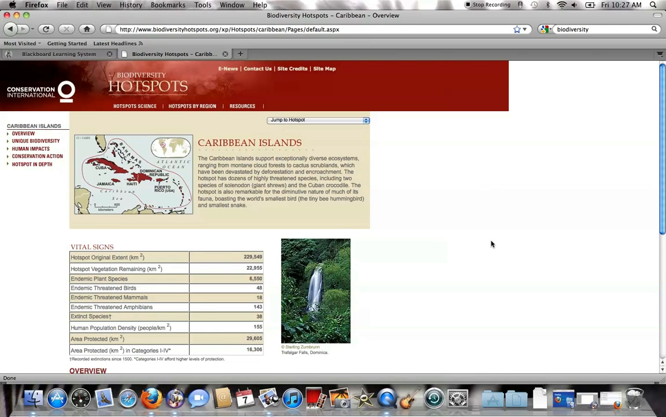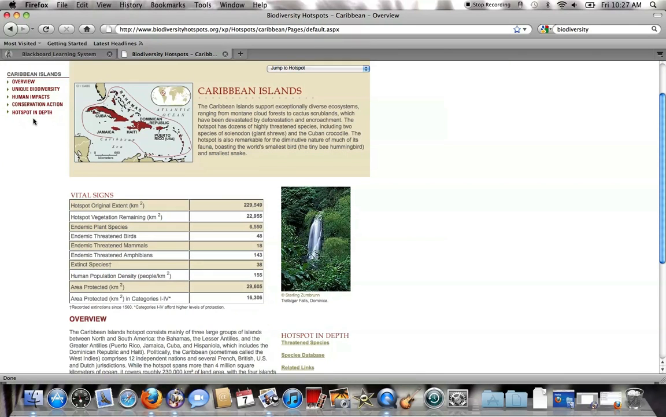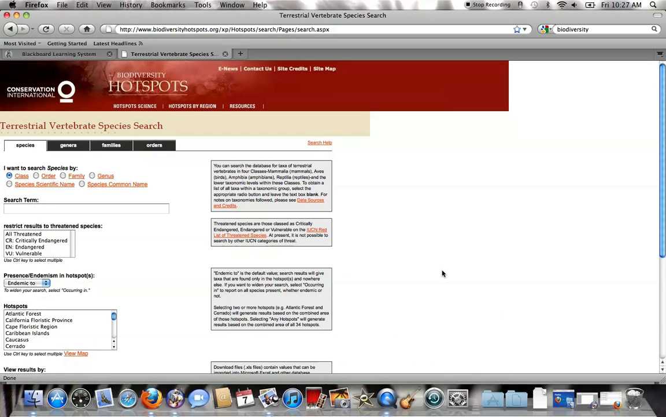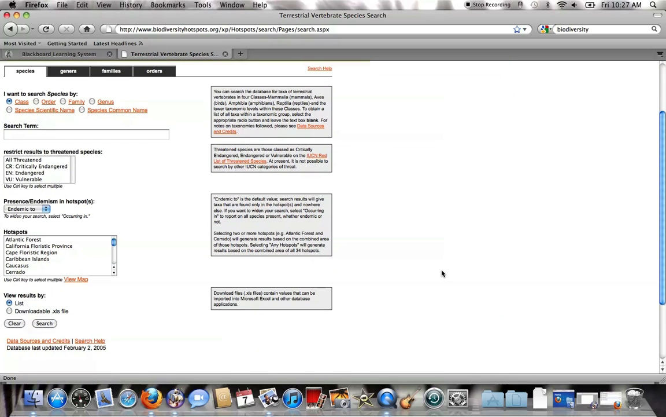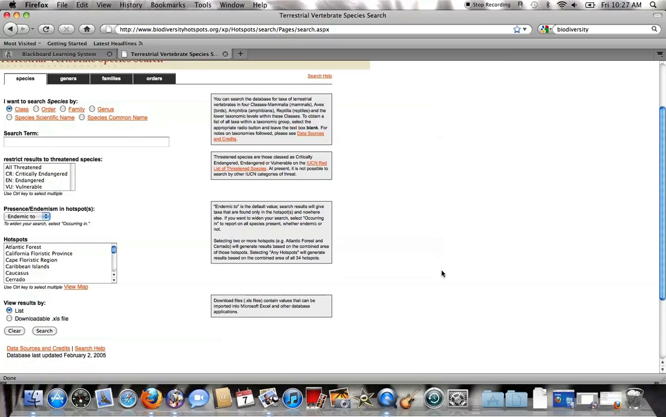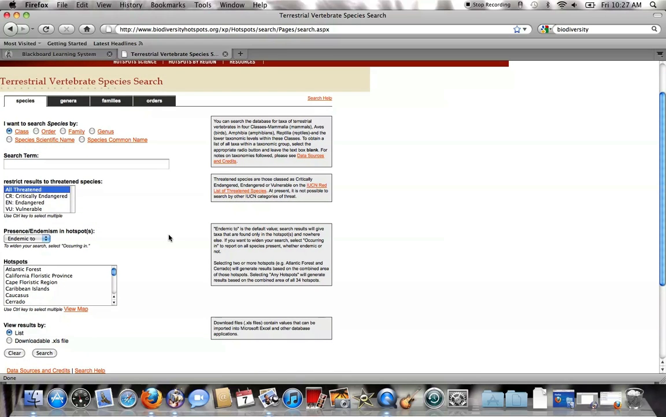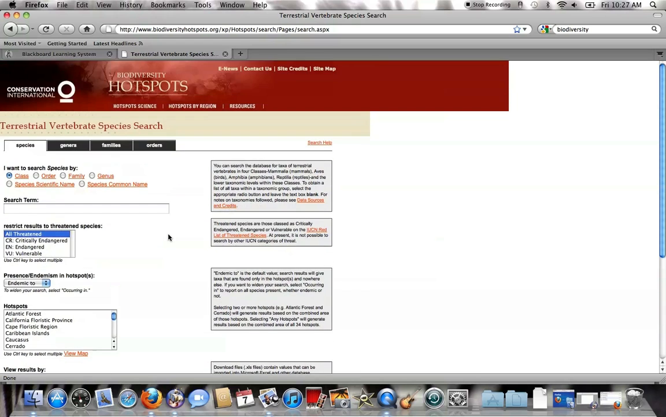We can review human impacts, conservation in action, threatened species, all sorts of things. This is a database, so you'd have to, I guess, know what you're looking for here.